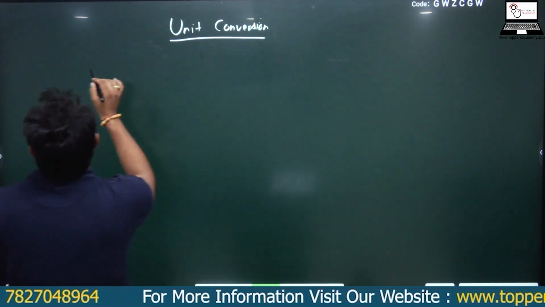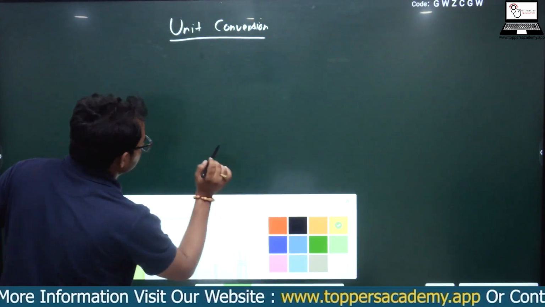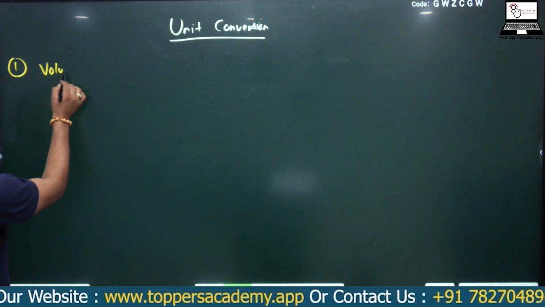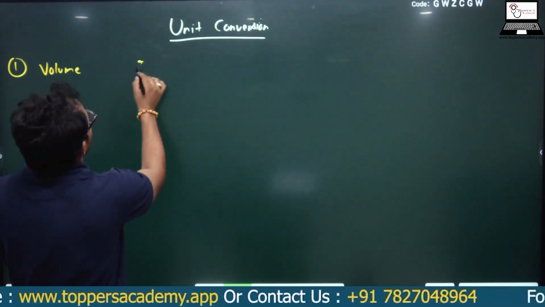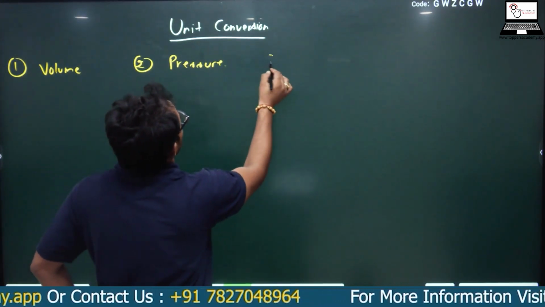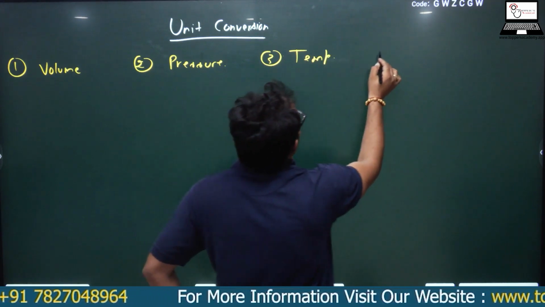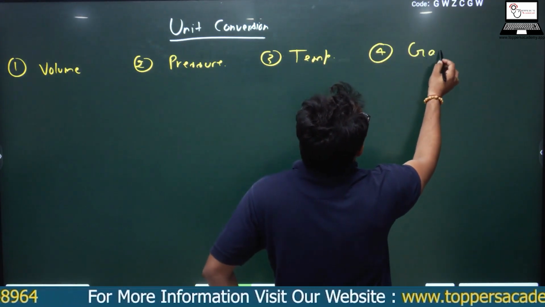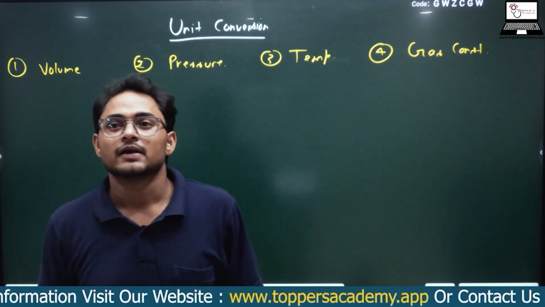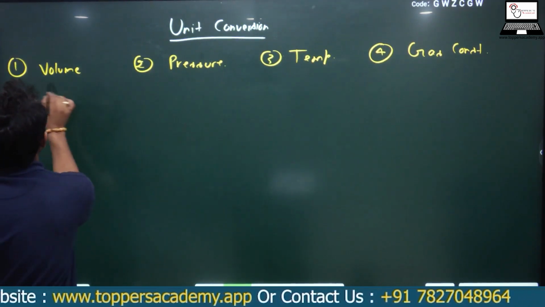First of all, in unit conversion, first volume, unit conversion of volume, second unit conversion of pressure, then unit conversion related to temperature, then unit conversion related to gas constant, got it? So now I'm going to start with the units of volume, right?